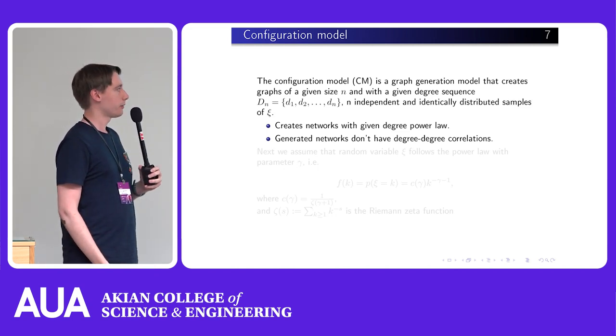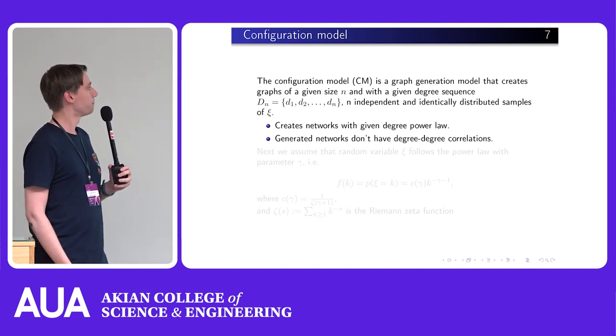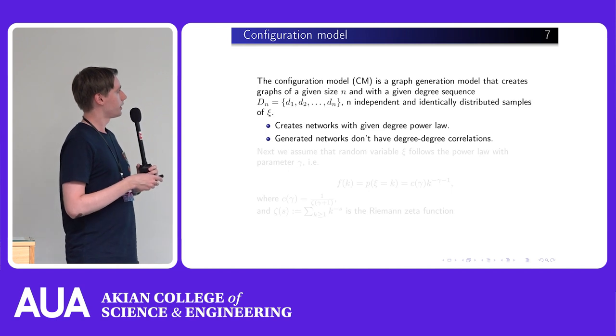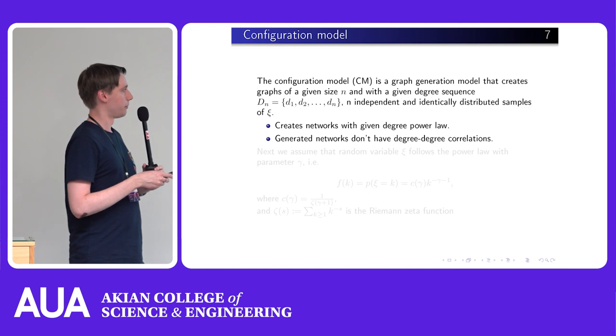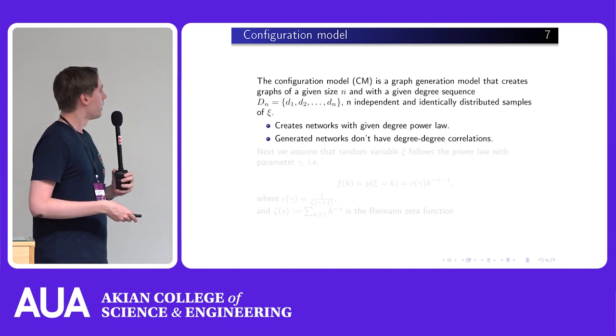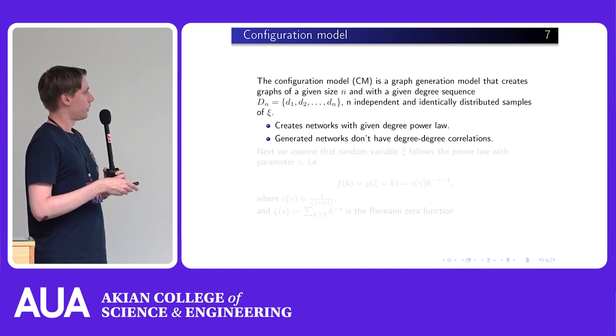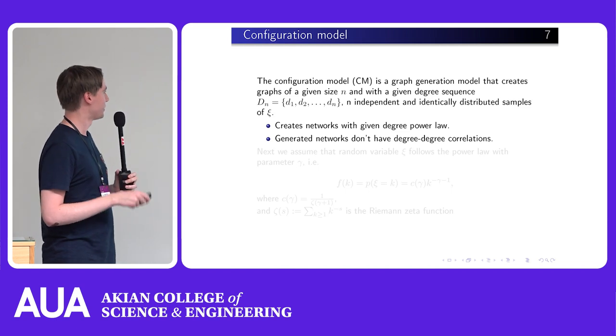For simulated networks, we've picked ones created by the configuration model. This model is convenient because it creates networks with a given degree power law and with a known exponent of the power law. And these generated networks don't have degree-degree correlations, which will be helpful for us in the future.